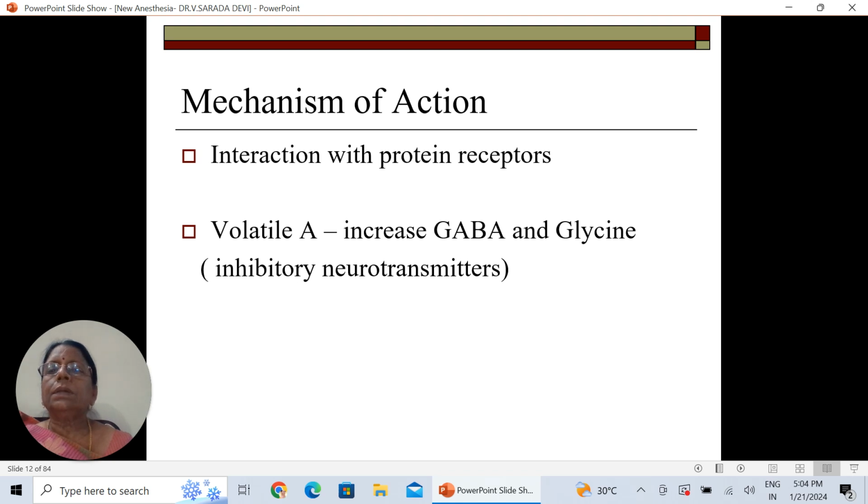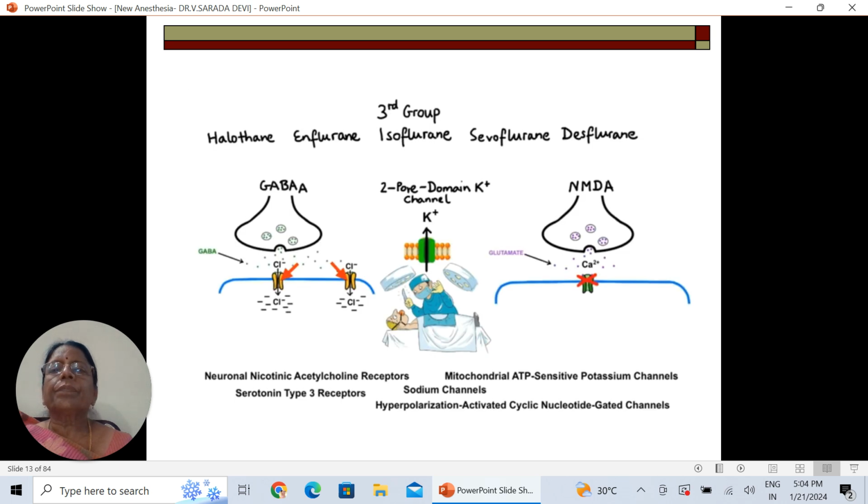Mechanism of action of inhalational agents: interaction with protein receptors. Volatile anesthetics increase the GABA and glycine inhibitory neurotransmitters. So halothane, enflurane, isoflurane, sevoflurane and desflurane mainly act on the GABA receptors, and nitrous oxide acts on NMDA receptors, whereas isoflurane has effects on 2-pore domain potassium channels.